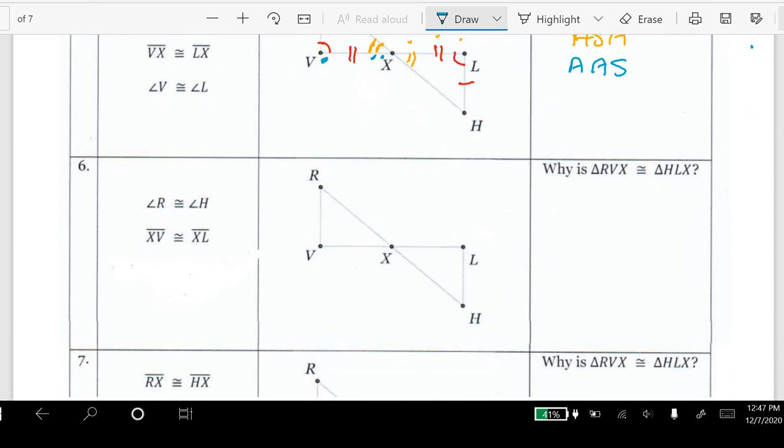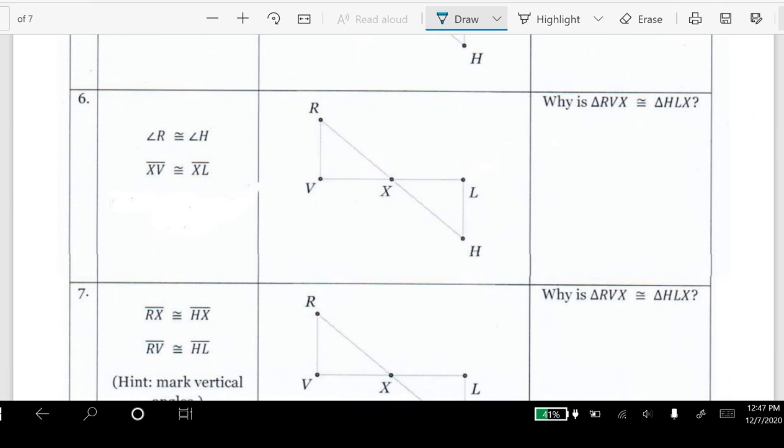All right, moving on to the next one. For number 6, we have angle R and angle H. And we have XV is congruent to XL.